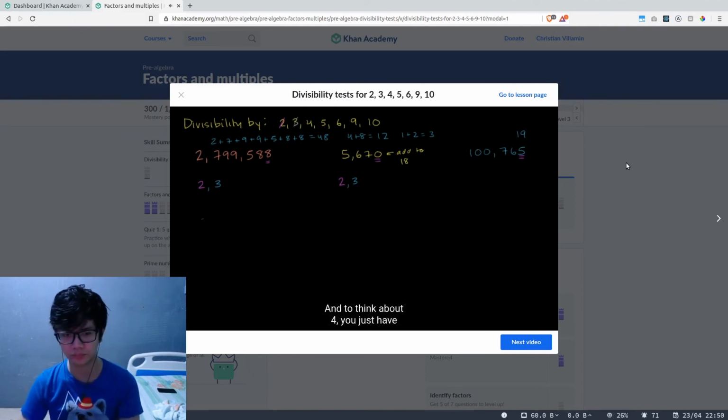Let's try 4. And to think about 4, you just have to look at the last two digits and see, are the last two digits divisible by 4?